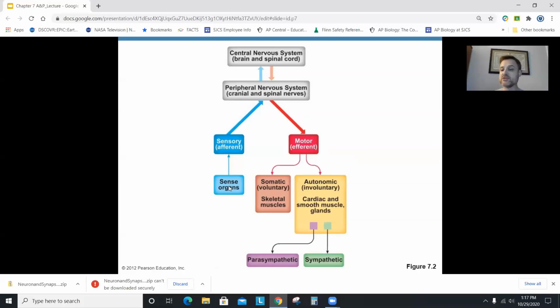So you detect signals through your sense organs. Sensory neurons carry them through the peripheral nervous system to your brain or spinal column. Your brain or spinal column decides what to do and sends the signals to motor neurons, which carry out the command. Two kinds of motor neurons, somatic and autonomic. But all the things that we're saying are going to be on slides coming up.